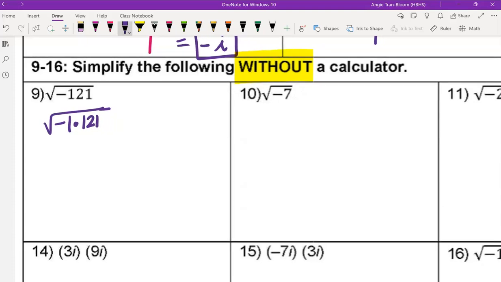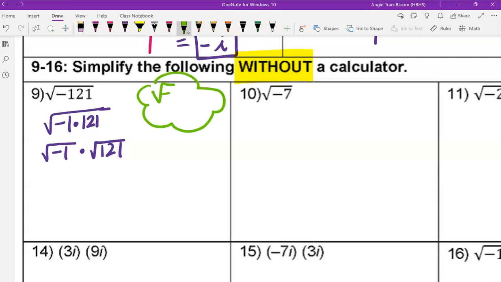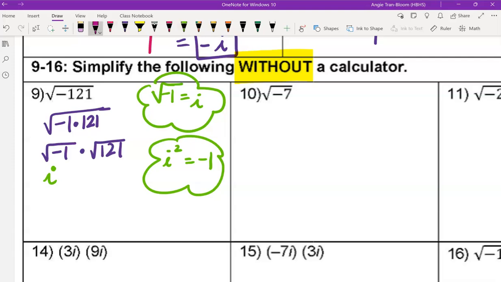Then break this up. Anytime you have a product, meaning multiplication under the radical, you can break it up as 2 different radicals multiplying one another. And square root, students, square root of -1, it's always i. i squared, it's always negative 1. So this turns into an i, and square root of 121, you should really have this memorized. Okay, that's a perfect square number, 11. So final answer is you have to write the numbers first, so 11i.